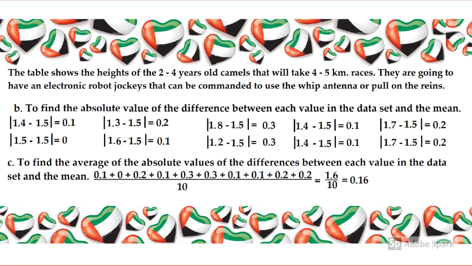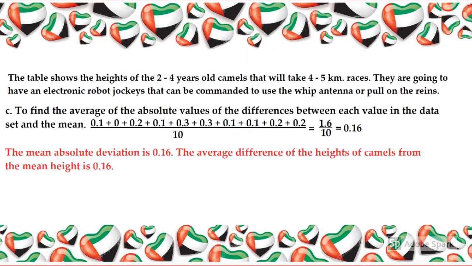So, we're going to find the average of the absolute values of the differences between each value in the dataset and the mean. Adding up all the absolute values divided by the number of camels, we come up with 1.6 divided by 10, which is equivalent to 0.16. Therefore, the mean absolute deviation is 0.16. This is the average difference of the heights of camels from the mean height.